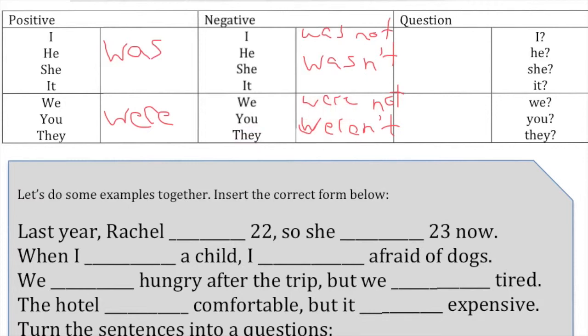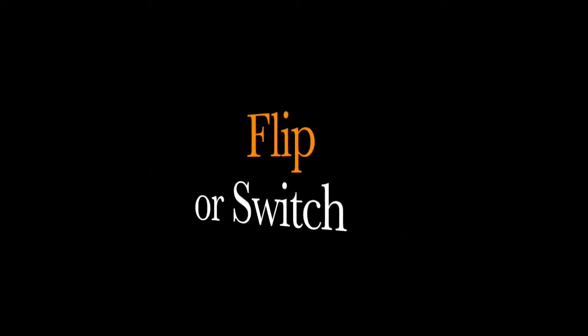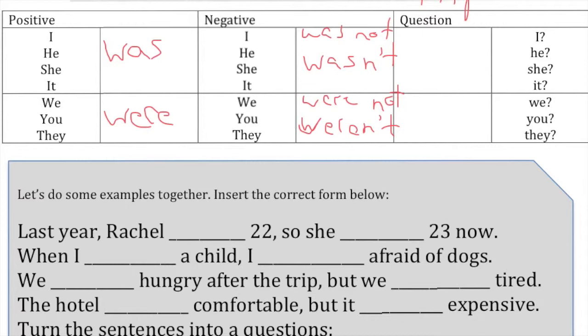For questions, here's the next part. We have to think about the present tense here. And with the present tense, we did this thing called, as I always write, flip. Flip what you have. If you see was over here, what do you think is going to be over here for a question? I really hope you're thinking was. If you have like were over here, what do you think it's going to be over here? Were.